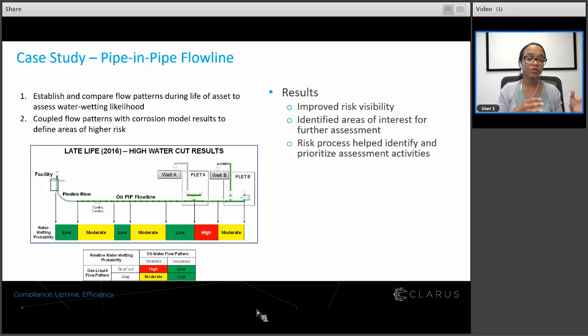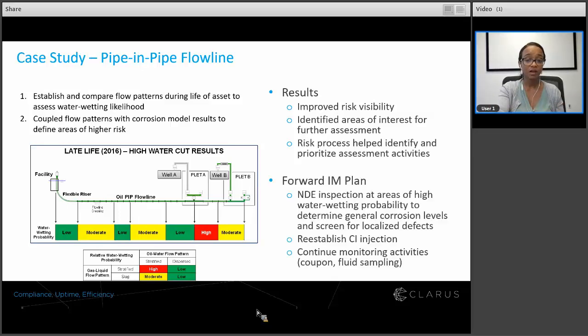So overall, the results of this assessment improved the risk visibility. We identified what areas on the pipeline require further assessment, and we prioritize and progressively advance assessment activities. The forward IM plan includes NDE of the high water wetting areas to screen for general corrosion as well as localized effects, reestablishing CI injection, and then continuing those periodic monitoring activities such as coupon monitoring and fluid sampling.